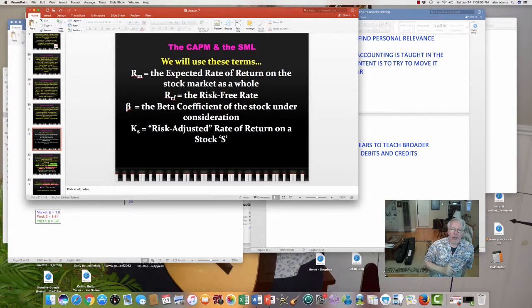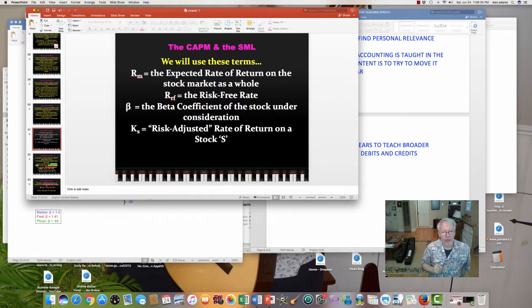R sub RF, you already know, is the risk-free rate. That is the rate of return on a U.S. T-bill, a short-term instrument of the U.S. money market. We know what B is now, the beta coefficient. That's the capital letter Greek B, beta. And that's the beta of the stock you're considering. And finally, K sub S is what we'll be solving for. That is the risk-adjusted rate of return on a stock you're considering. S is the stock you want.